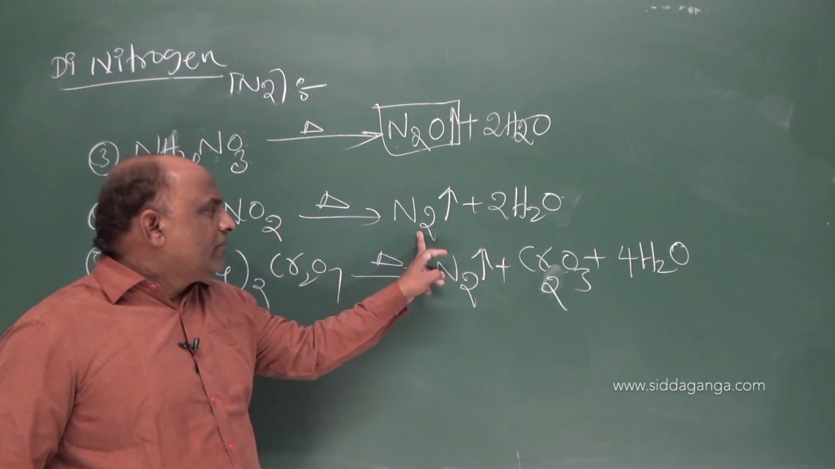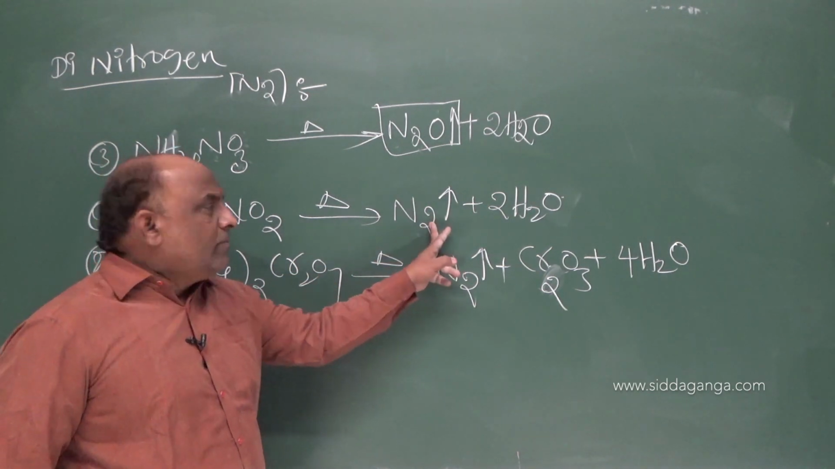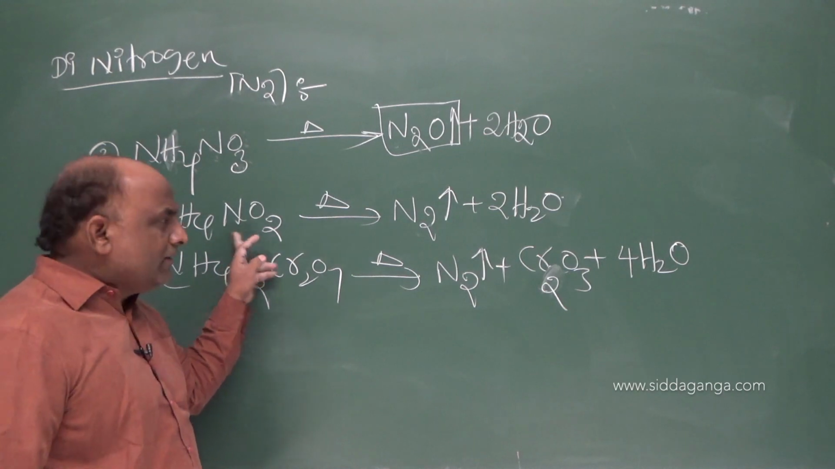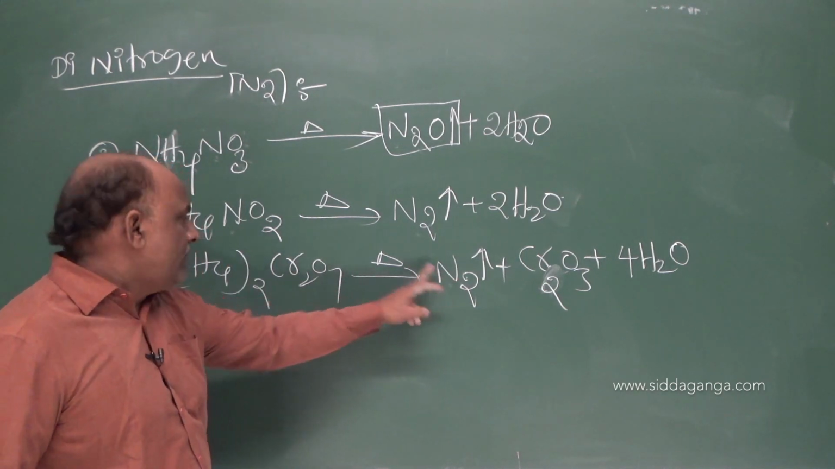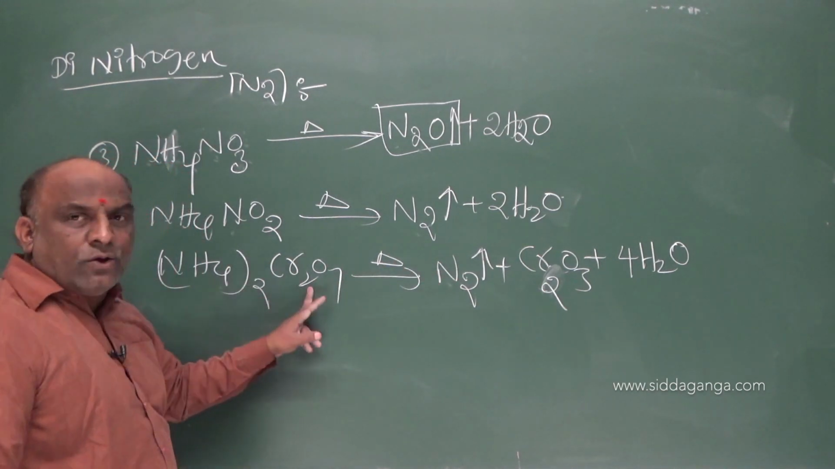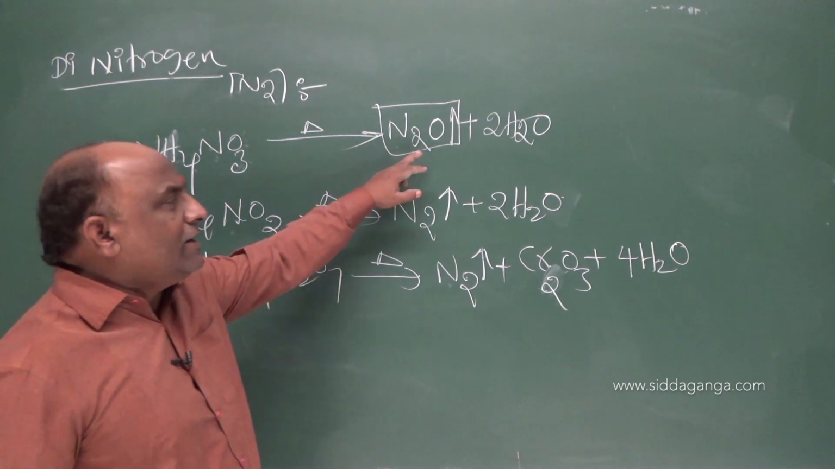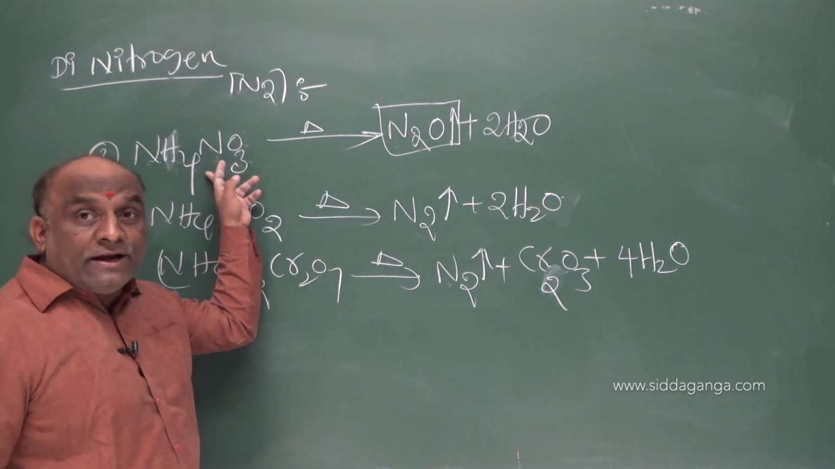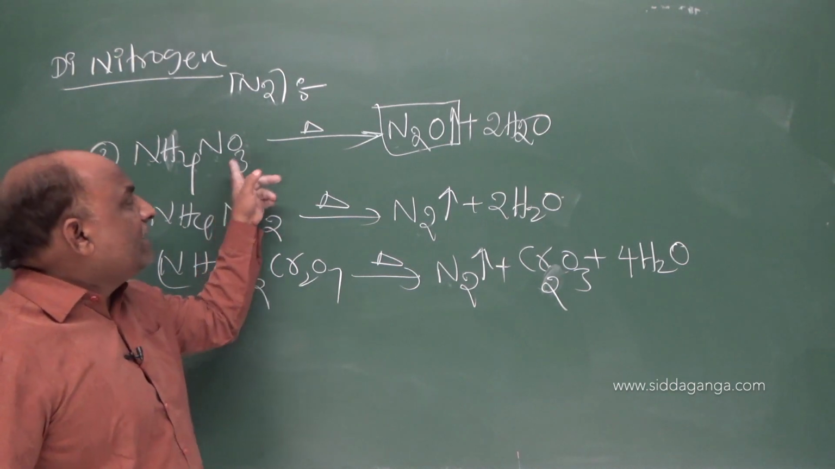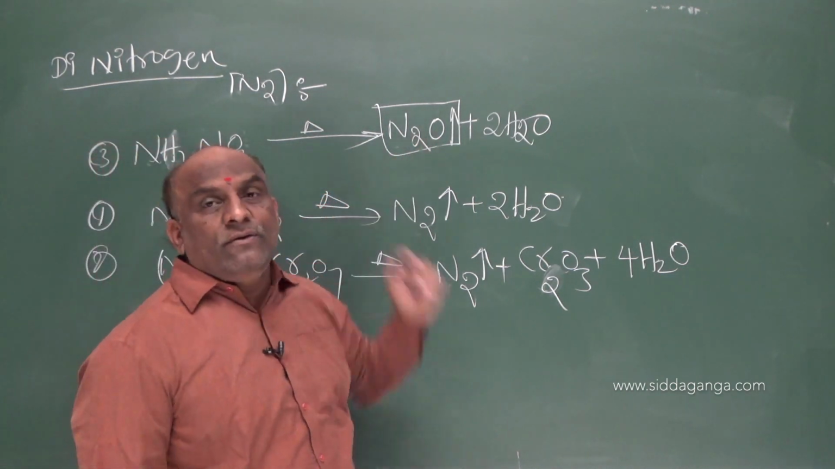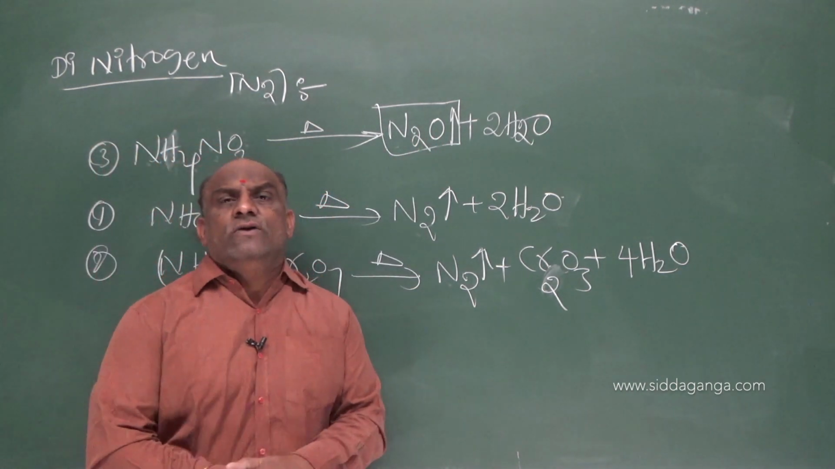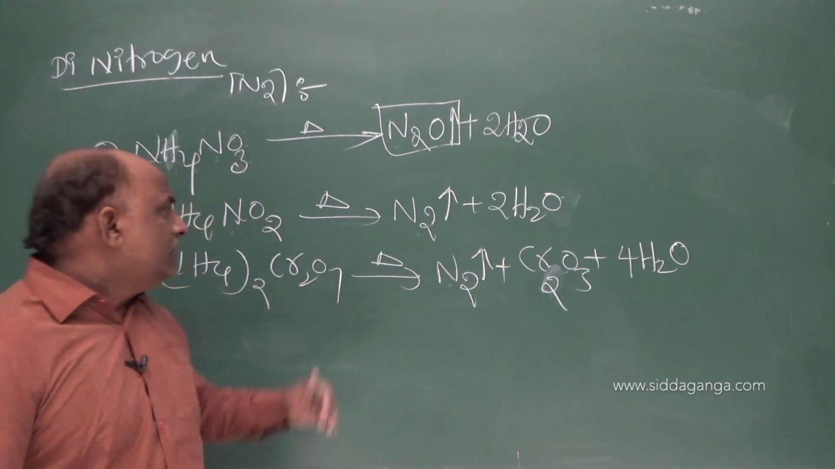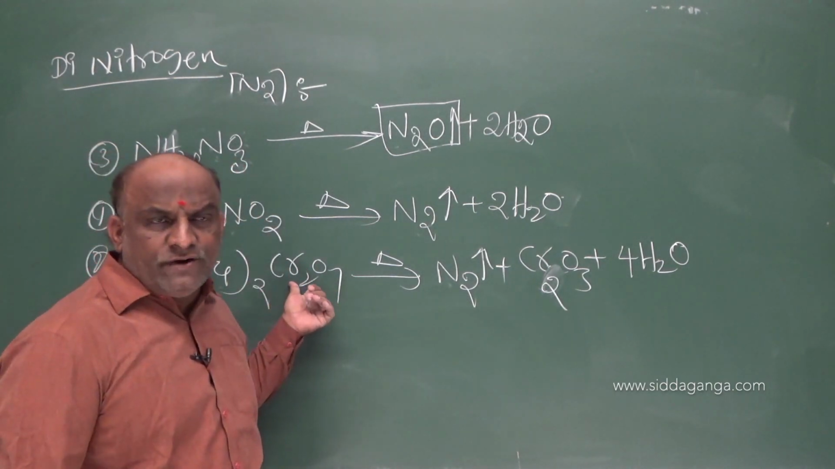Dinitrogen from ammonium nitrite. Dinitrogen as a product from ammonium dichromate. Dinitrogen is not a product from ammonium nitrate, because thermal decomposition of ammonium nitrate gives rise to laughing gas. What is the formula of laughing gas? It is N2O. These two are the suitable methods for preparation of dinitrogen.